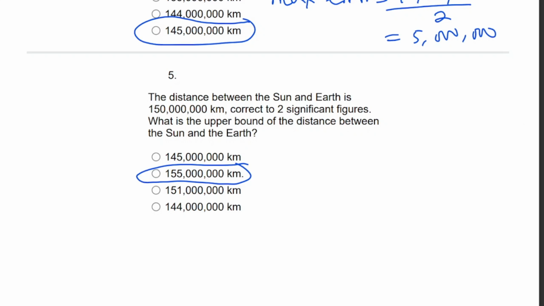So that is that on the limits of accuracy. Understanding of this concept will help you a lot when we get to percentage error. So we're going to continue in our next class, and we're moving to percentage error.